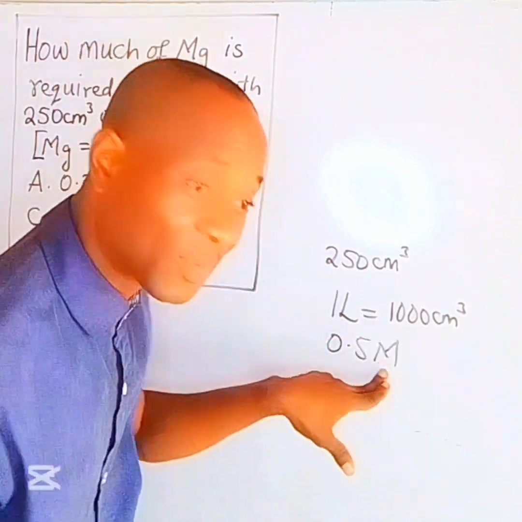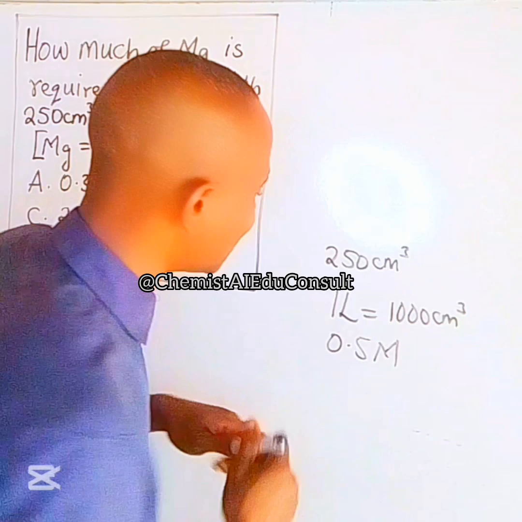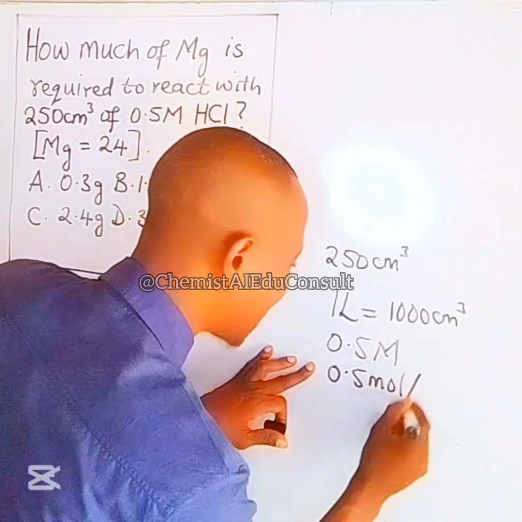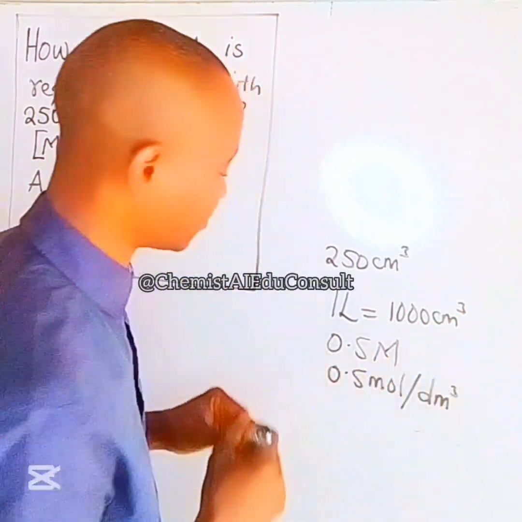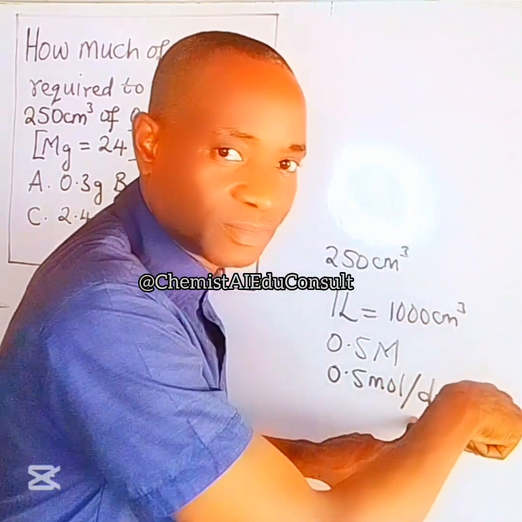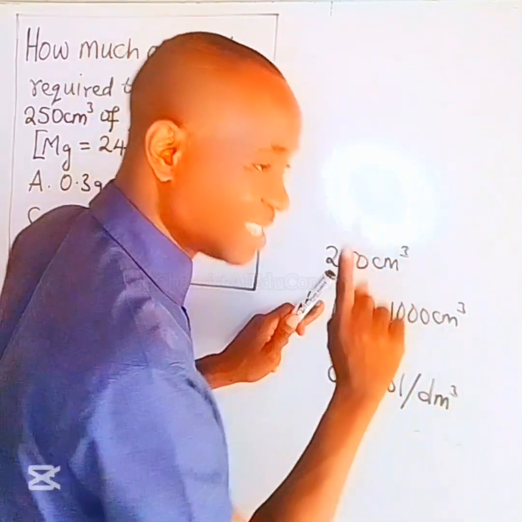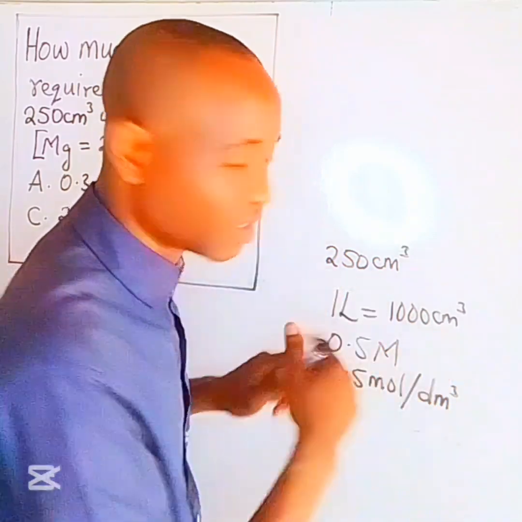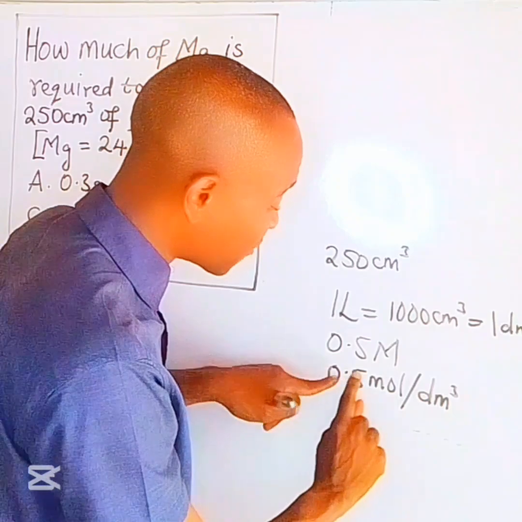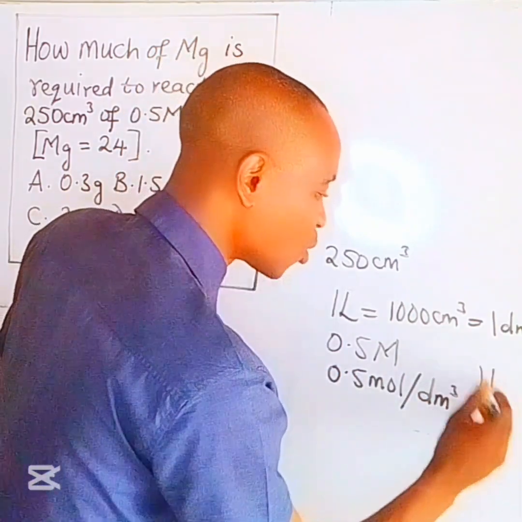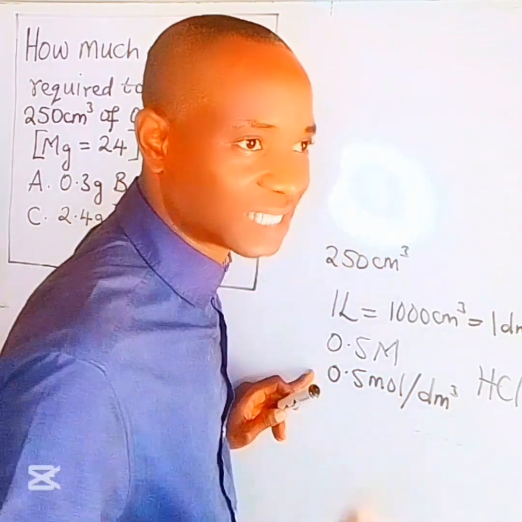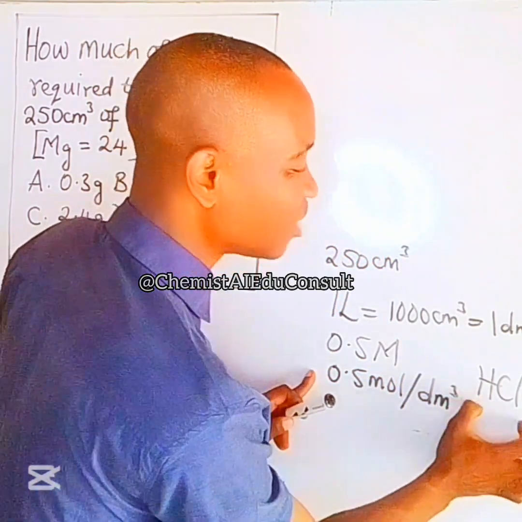0.5 molar. M here means concentration in mole per dm cube. So it is the same as 0.5 mole per dm cube. This number 0.5 is how many moles inside 1 dm cube. Remember, 1 liter is 1000 cm cube, and 1000 cm cube is the same thing as 1 dm cube. So they are telling you that 0.5 mole of hydrochloric acid is inside 1 liter, and this information gives us the concentration of hydrochloric acid.